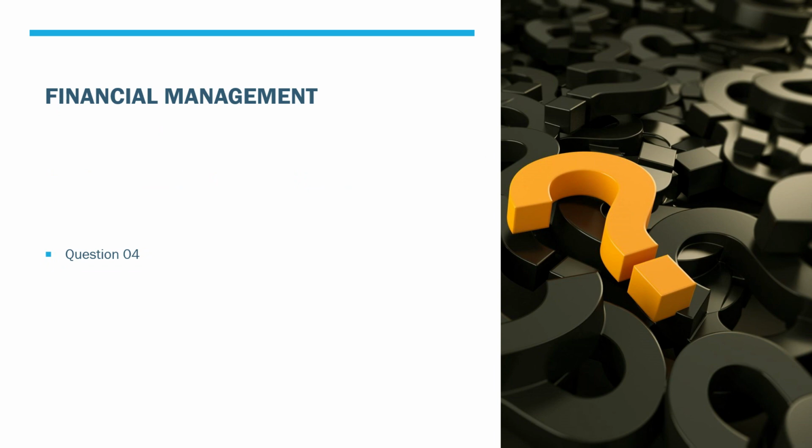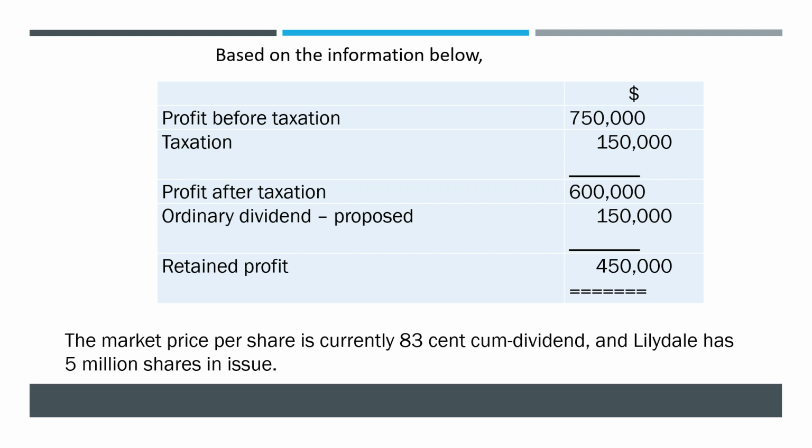Today's question is based on the following information. Profit before taxation, $750,000. Taxation, $150,000. Consequently, profit after taxation is $600,000. That is the difference between $750,000 and $150,000. Ordinary dividend proposed is $150,000.